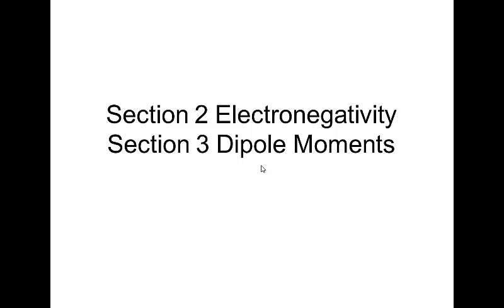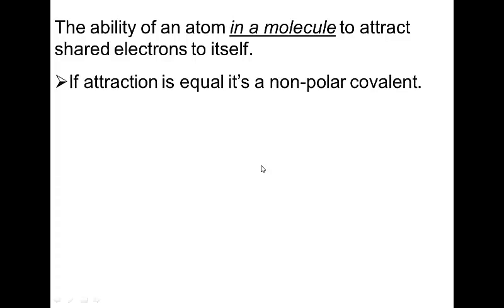And Section 3, dipole moments. All right, the definition of electronegativity is the ability of an atom in a molecule to attract shared electrons to itself. The difference between electronegativity and electron affinity is that electron affinity is for a standalone atom. Electronegativity is in a compound. If the attraction for the electrons is equal between the two atoms in the compound, it will be a non-polar covalent bond.